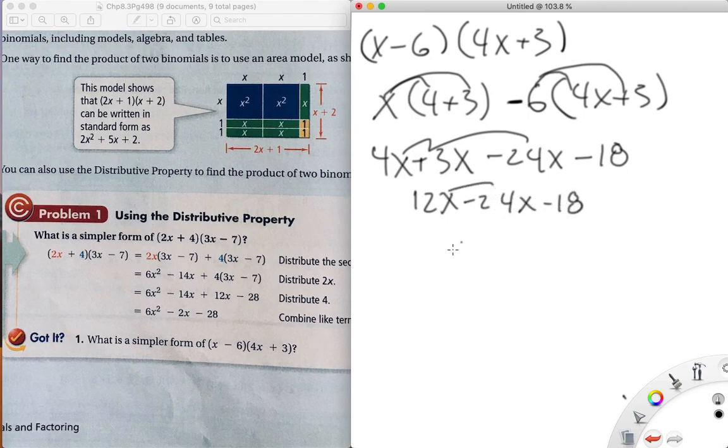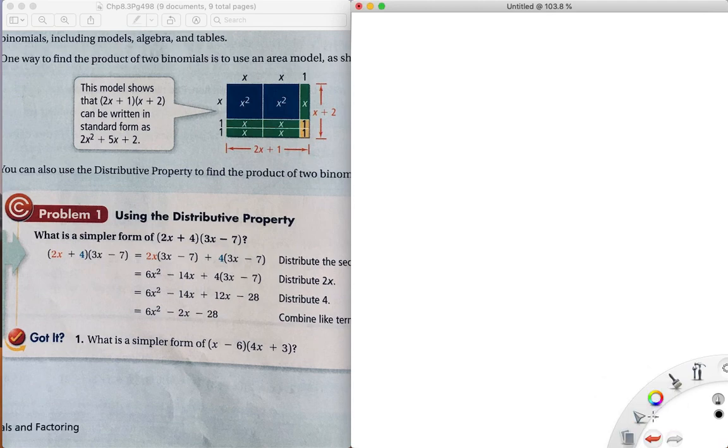And then negative 24 plus 12 is negative 12x. And that's it. I'm done. I can't combine it any further. So x minus 6 times 4x plus 3 is negative 12x minus 18. And that's using the distributive property. I separated them individually and I multiplied the terms by those separated out figures.